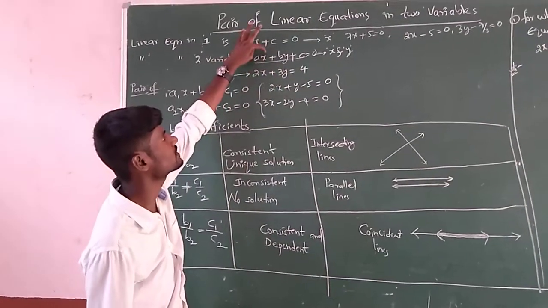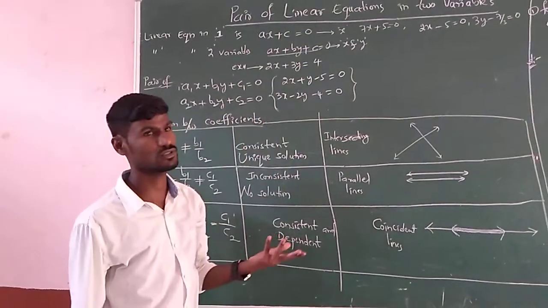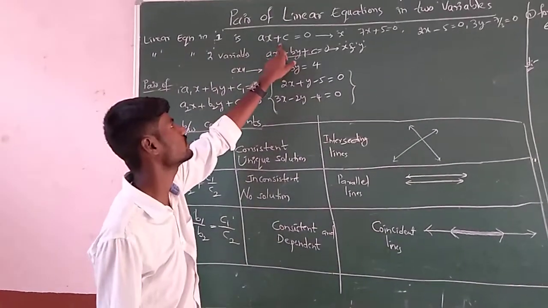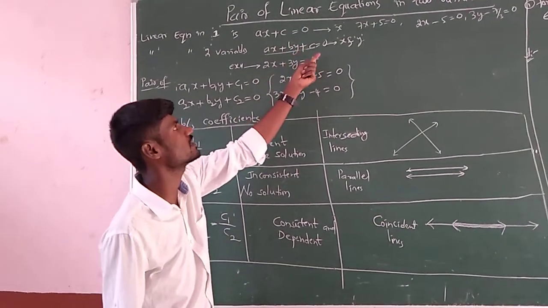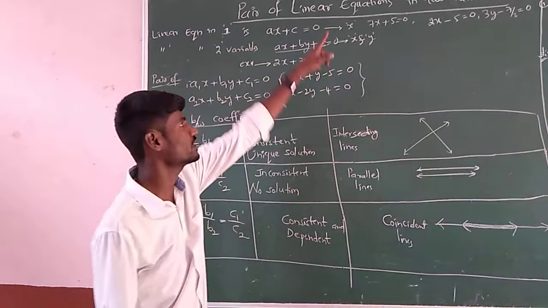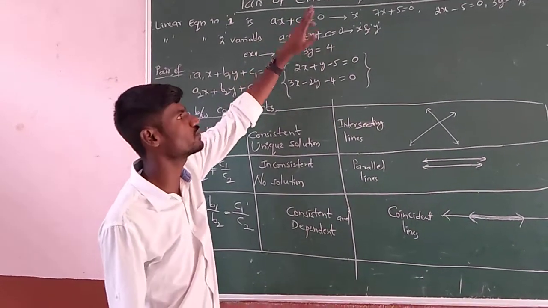So for a linear equation in two variables, if you observe, its degree is what? 1. So that's why it is linear. If the degree is 1, it is linear, in two variables x and y. The standard form is ax plus by plus c equals 0. So, linear equation in one variable, linear equation in two variables.